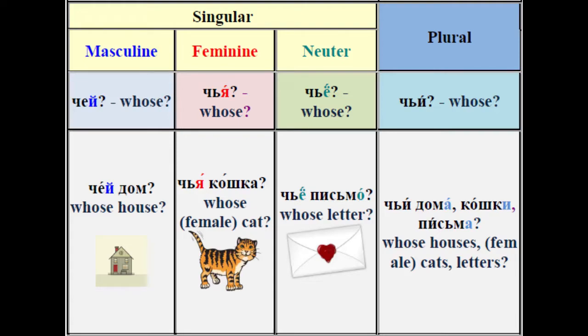And if the noun is plural, then the question whose will sound like чьи. Let's take a look at some examples. Whose houses? Чьи дома? Whose cats? Чьи кошки? And whose letters? Чьи письма?